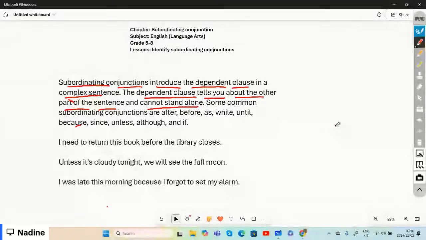And some common subordinating conjunctions within the sentence are words like after, before, as, while, until, because, since, unless, although, and the word if. Those are subordinating conjunctions. Those are about the common ones.